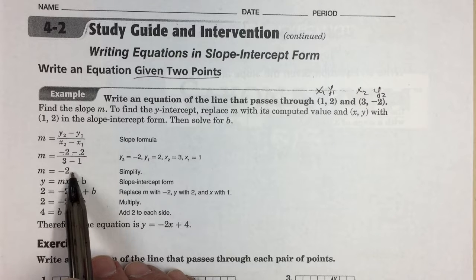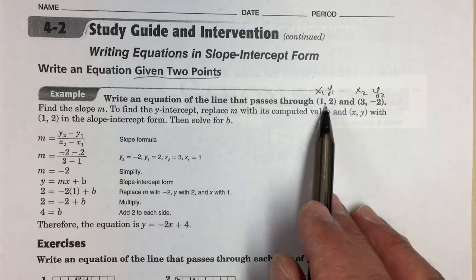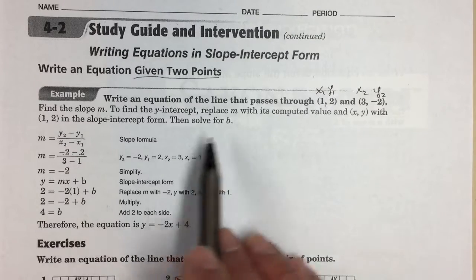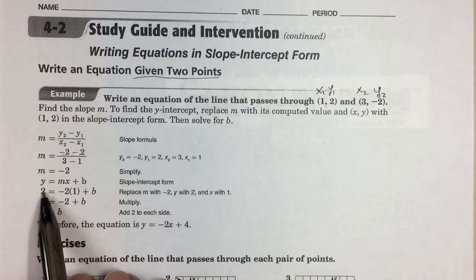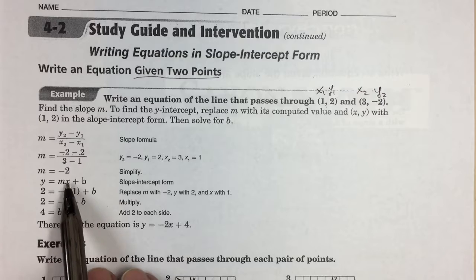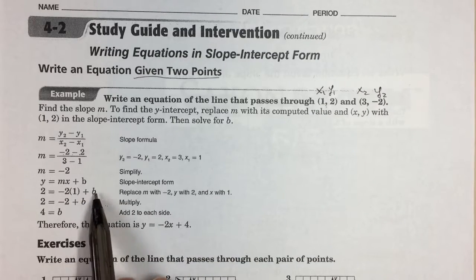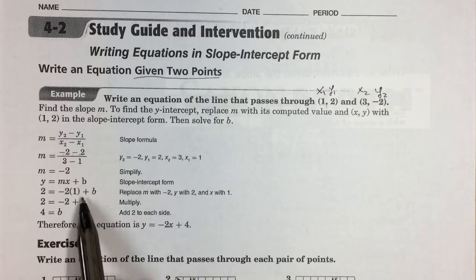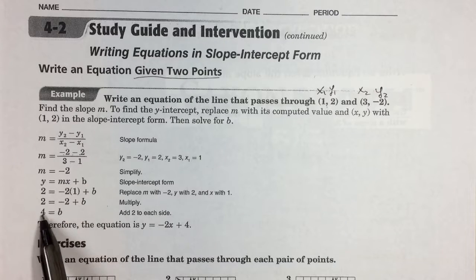We found the m. Now we're going to replace one of these 2 points. Let's choose this one, that's easier. We're going to replace x by 1 and y by 2. So y is 2, m is -2, x is 1, and we add the b. Multiply -2 times 1 is -2, and we solve for b. Add 2 to both sides, and you have b equals 4.